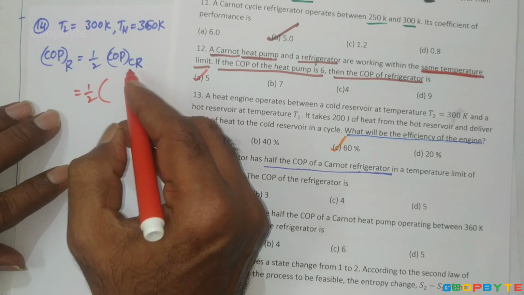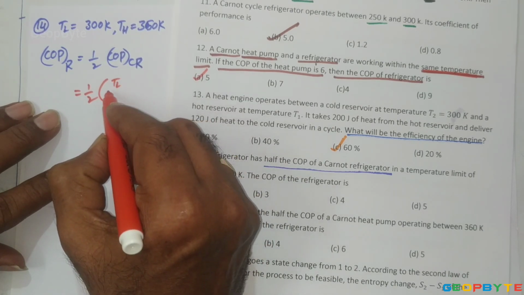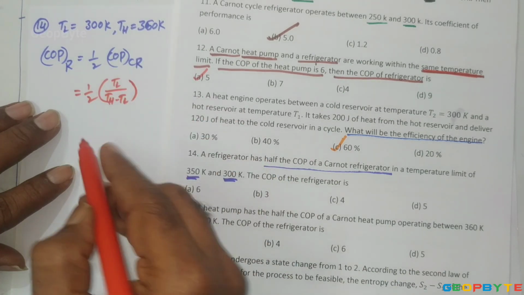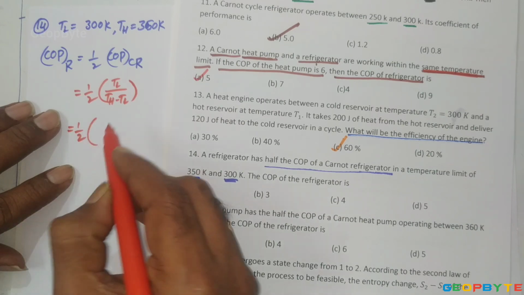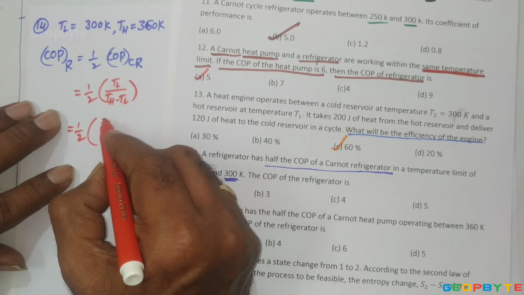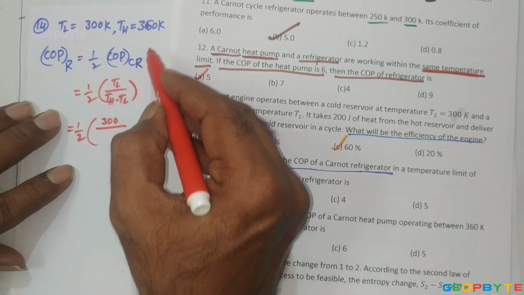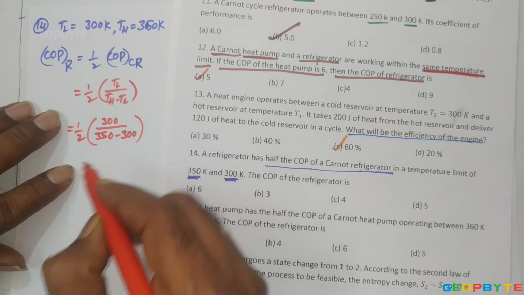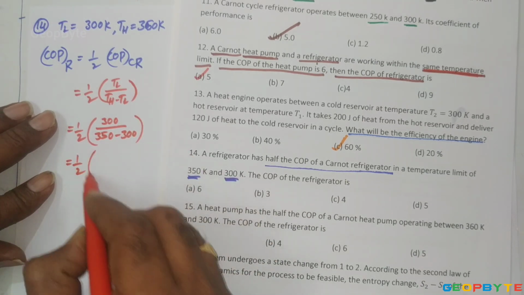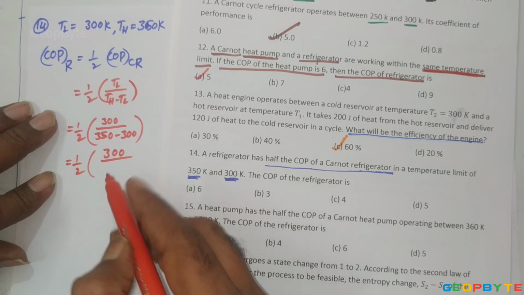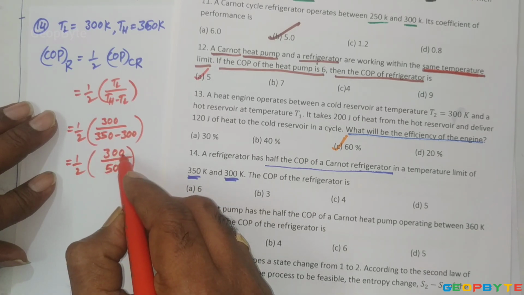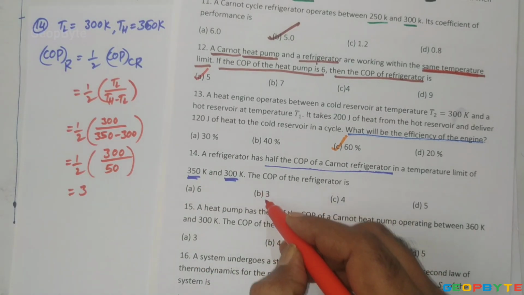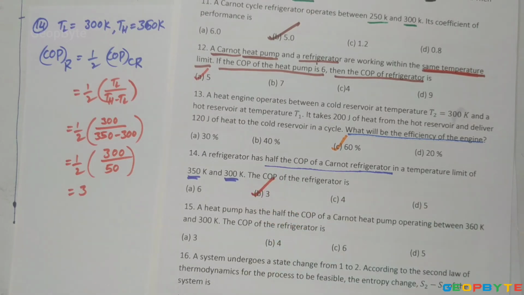Half into COP of Carnot refrigerator is lowest temperature by highest minus lowest absolute temperature. It is equal to half into lowest absolute temperature is 300 by highest absolute temperature 350 minus 300. It is equal to half into 300 divided by 50. This part is 6. 6 by 2 equal to 3. Therefore, COP of the refrigerator is 3. Option B is correct.